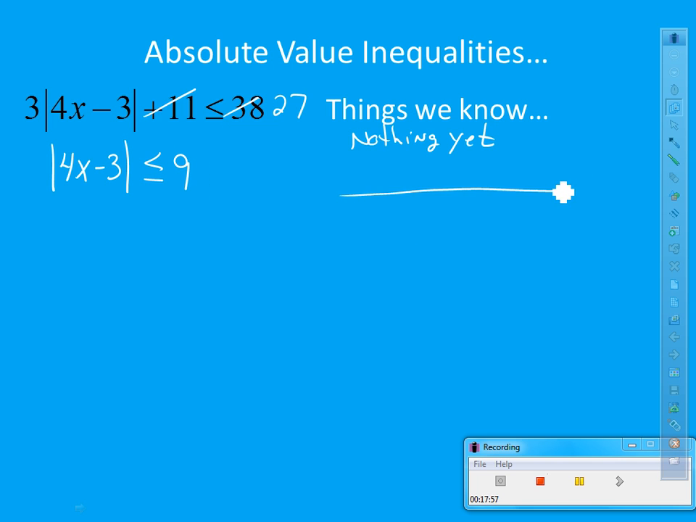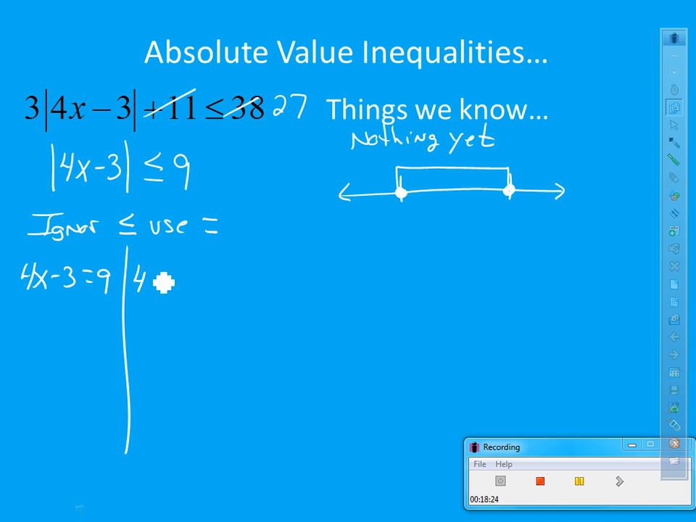Now I know some things. I know there's 2 answers. I know it's less than or equal to, so close in the dots. It's less than, so I know my answer goes between those 2 numbers. At this point now, ignore the less than or equal to and use an equal sign, because all you need is the 2 answers. So 4x minus 3 equals 9. 4x minus 3 equals negative 9.